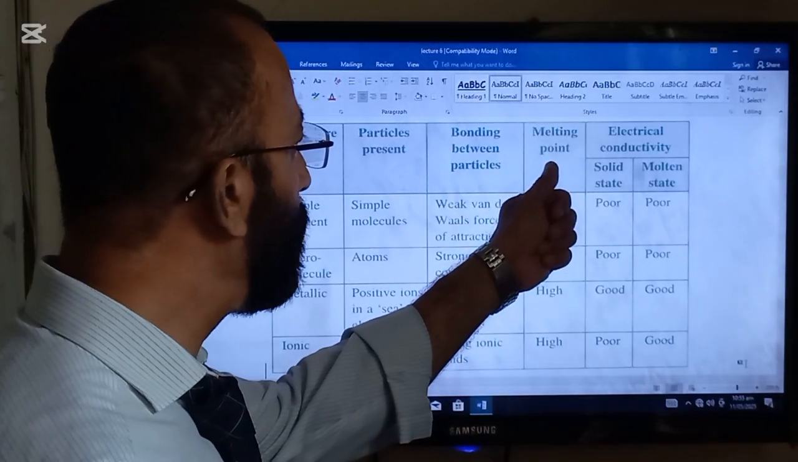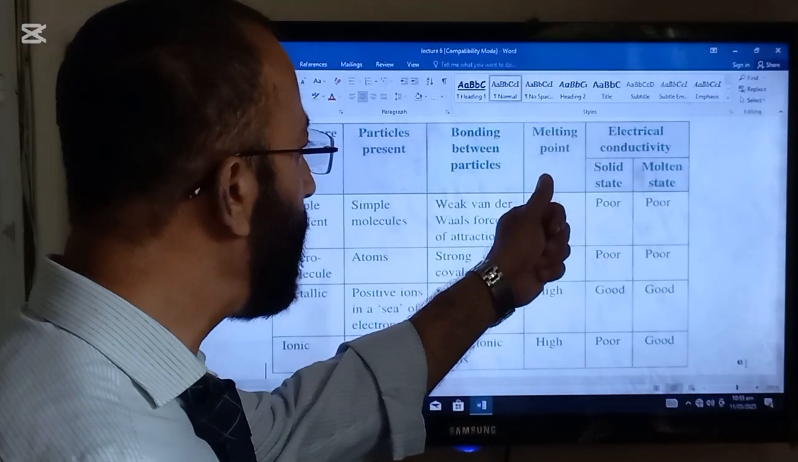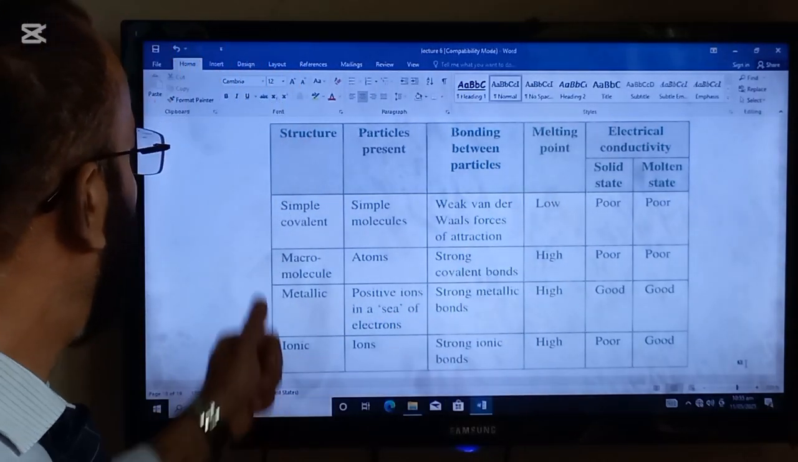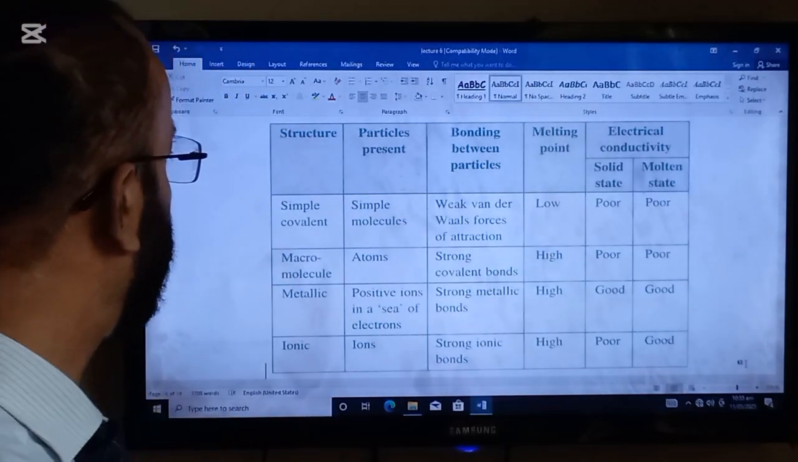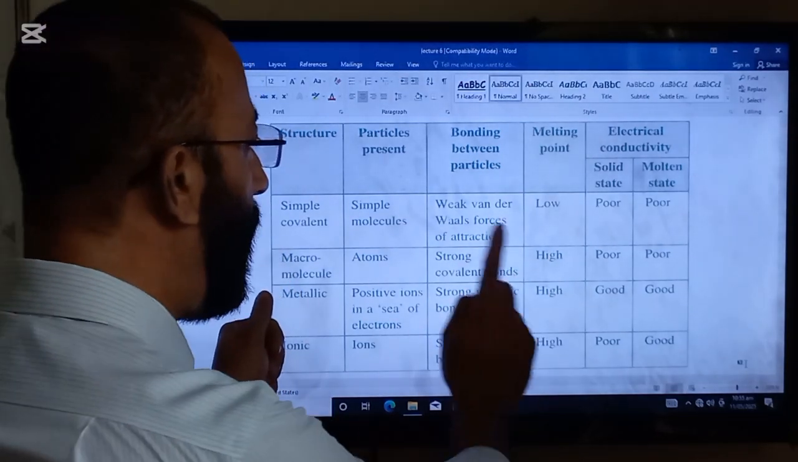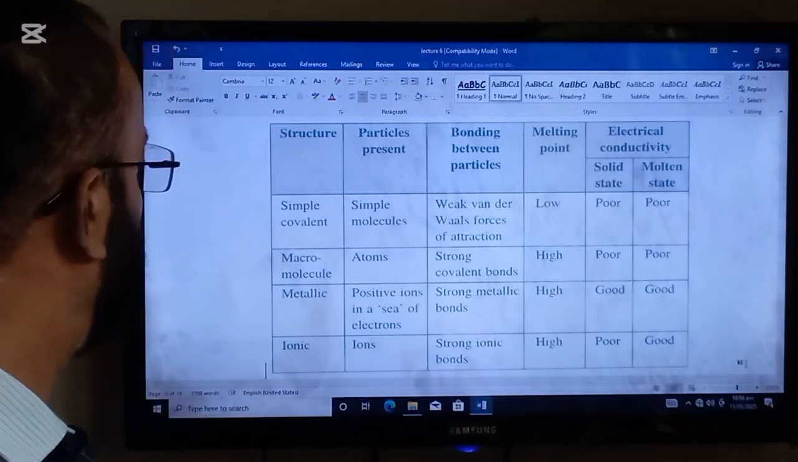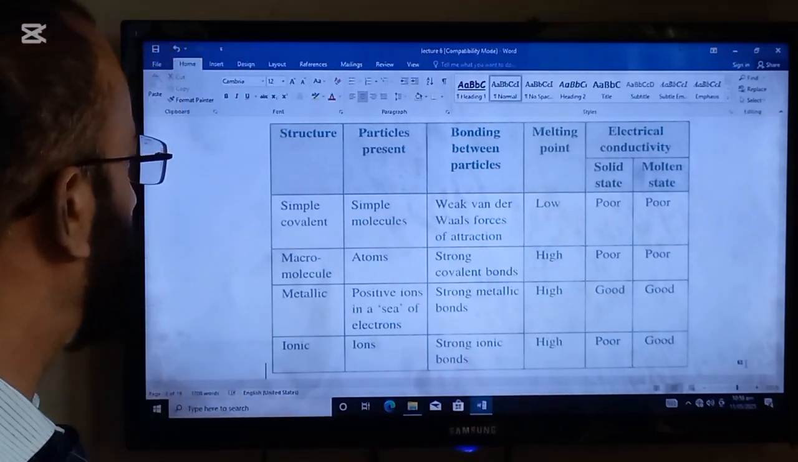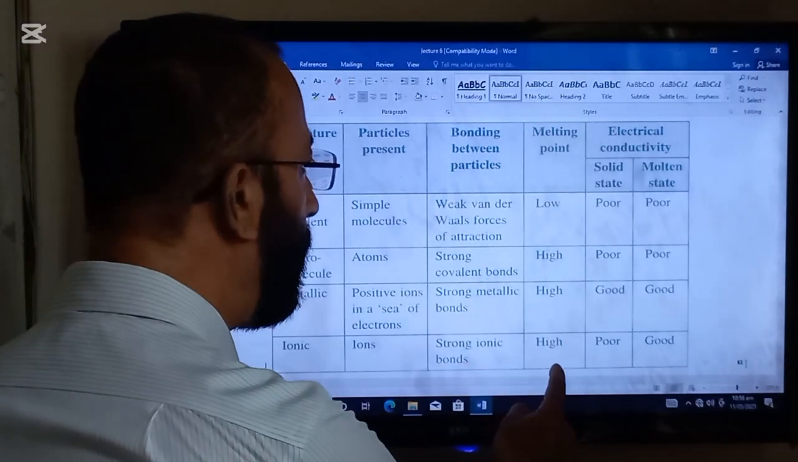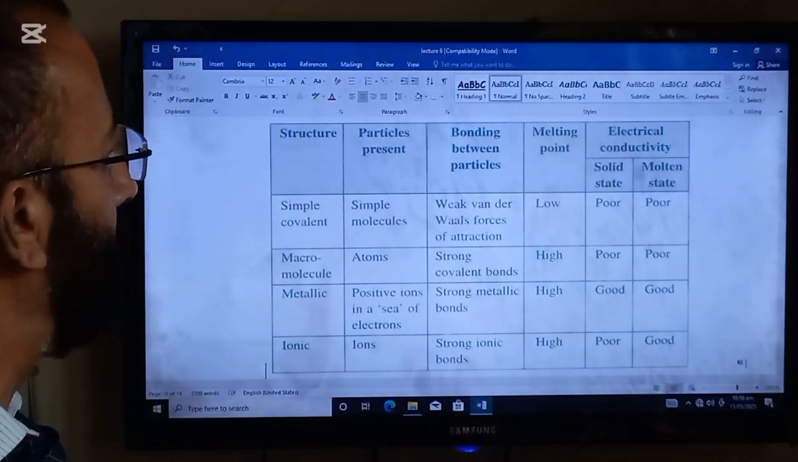Next property which is going to be discussed is melting point. Simple covalent substances have low melting point. Macromolecules have high melting point. Metallic have high melting point. Ionic have high melting point.